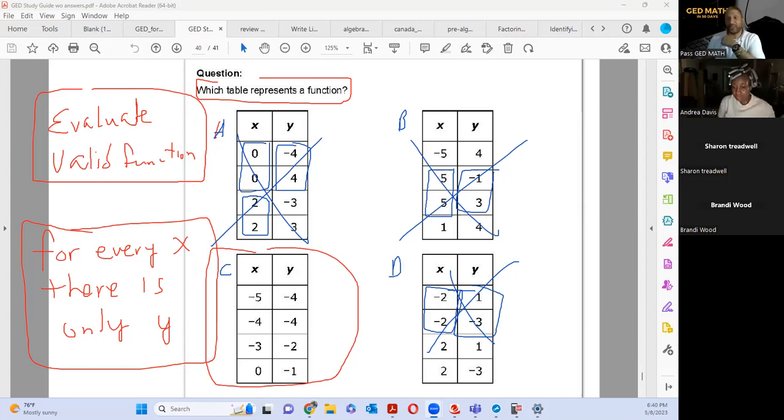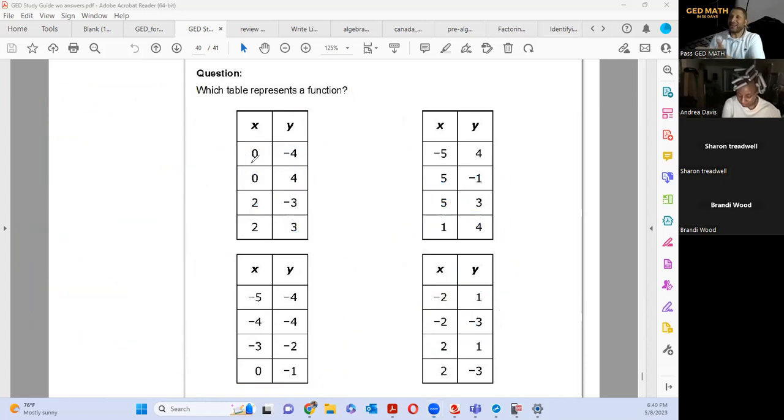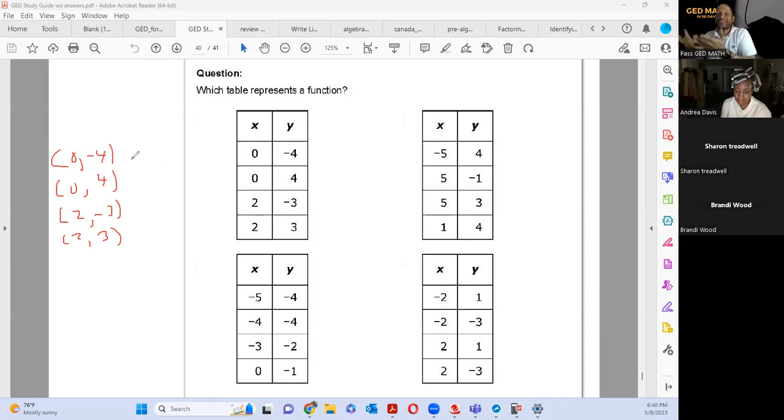You're going to have 1 or 2 of these. Why? Because this table can be shown as points. So you can have (0, -4), (0, 4), (2, -3), (2, 3). Understand that this table and this set of points are the same thing. Just like you got 4 quarters and 10 dimes, they still equal $1. They're the same exact thing, just shown in different ways. The first way is shown as a table. The second way is shown as a set of points.